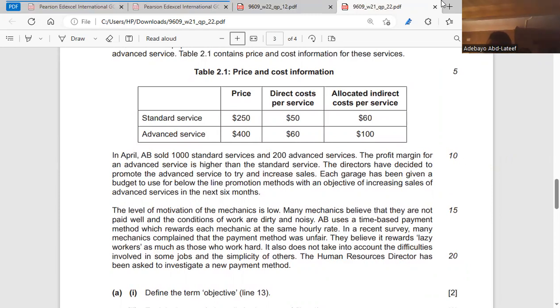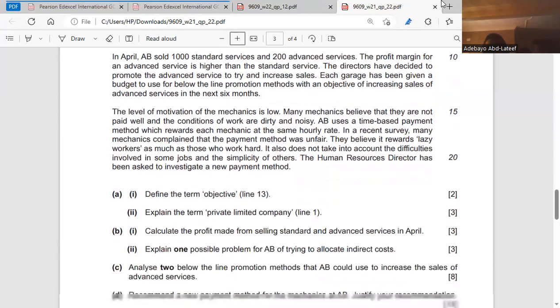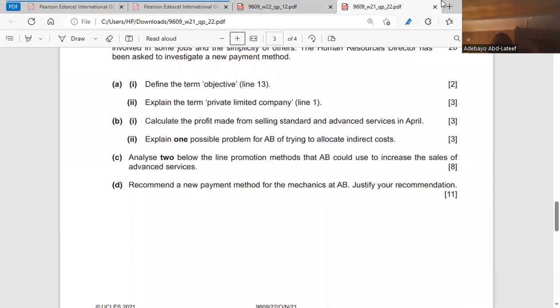Analyze two below the line promotion methods that AB could use to increase the sales of advanced services. First, you define what below the line promotion means. Below the line promotion method is a promotional method that a business uses without the media. So whatever promotional method you use that does not involve media like newspaper, radio, TV, is below the line. Then if it is above the line, it means you are involving media.